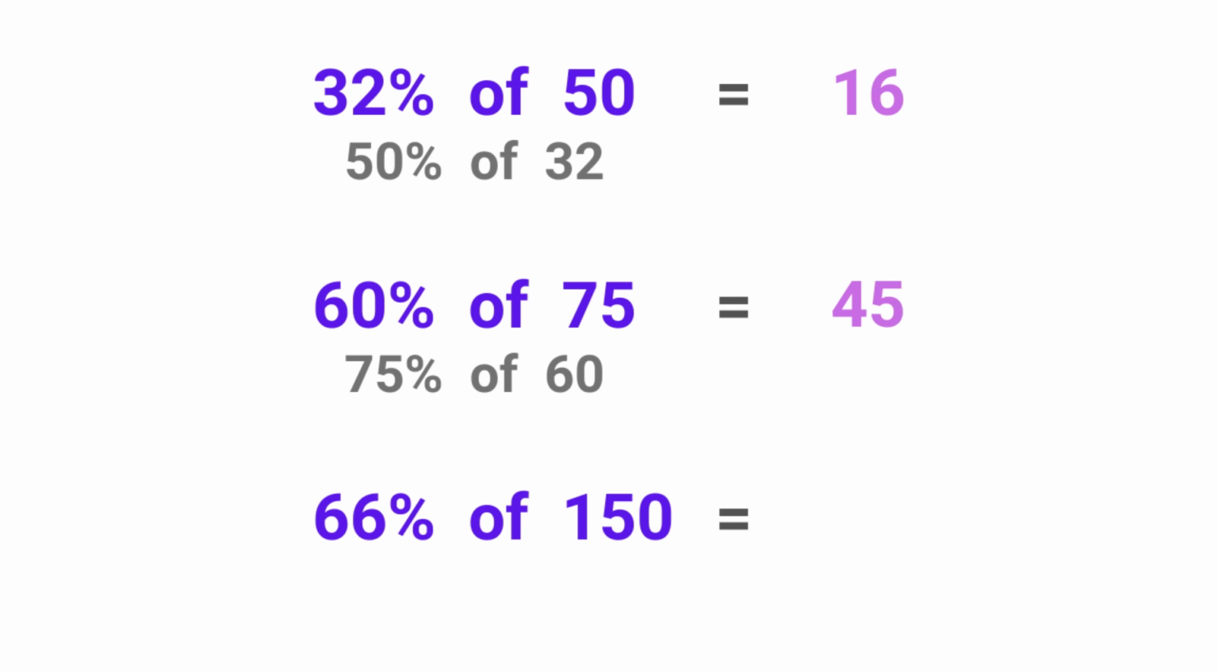The last question, 66% of 150. This is the same as 150% of 66. 150% means 1.5 times, right? So 1.5 times 66. Half of 66 is 33. So 1.5 times 66 is 66 plus 33. The answer is 99. Hope you got that. This is a nice and easy math trick.